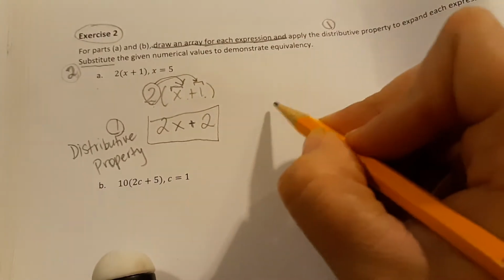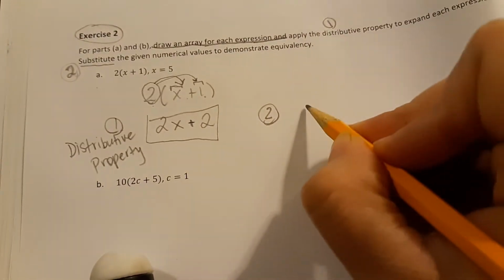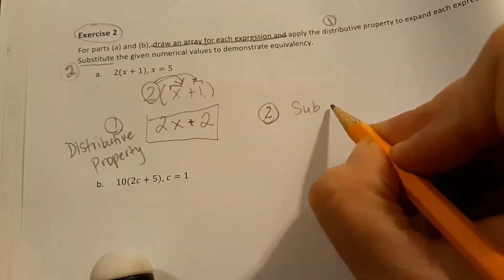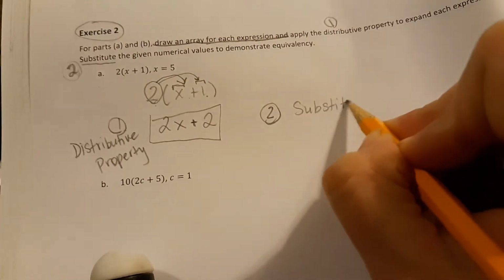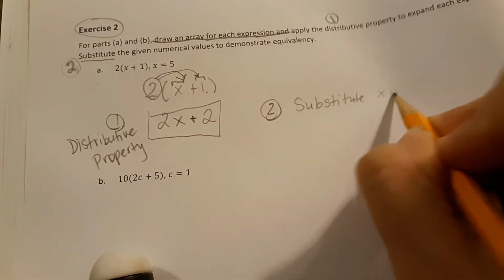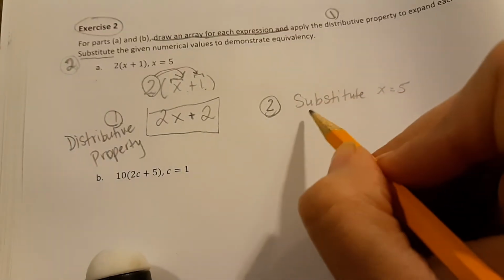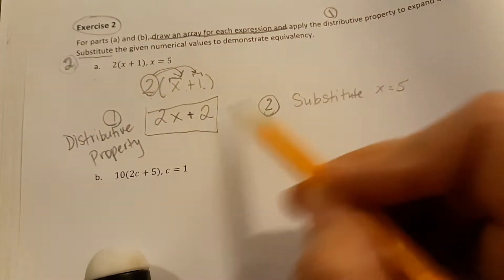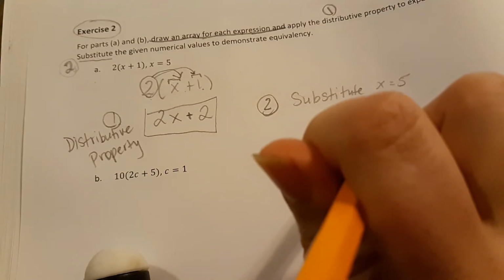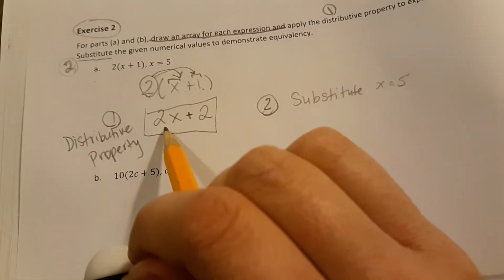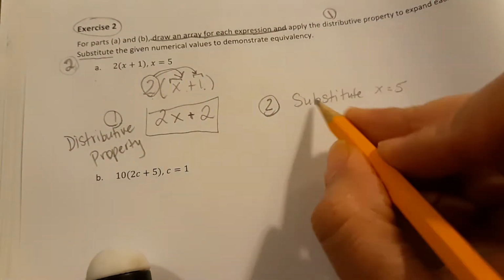Okay. Step number 2 is to substitute. X equals 5. So they told us x is equal to 5, so we have to plug in a 5 wherever we see an x in our new expression. So it's going to look like this.